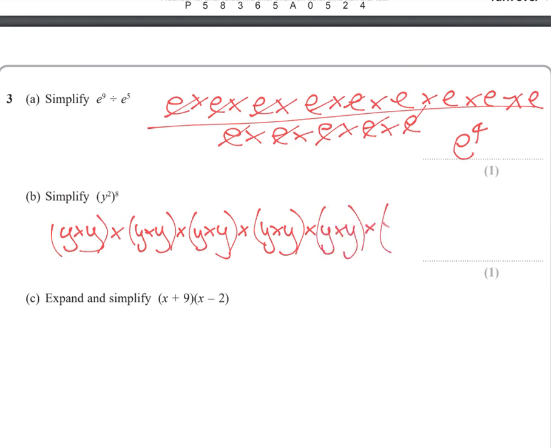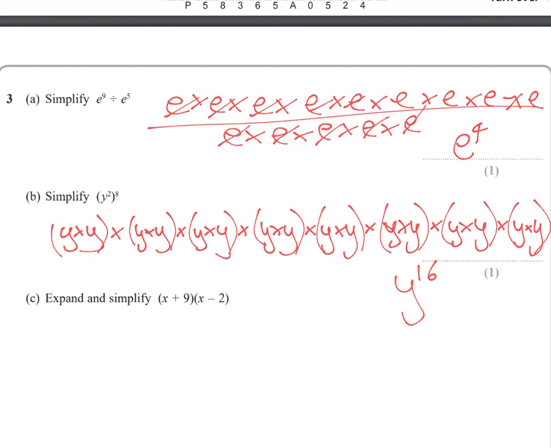2, 3, 4, 5, 6, 7, 8. So altogether that is y to the 16.